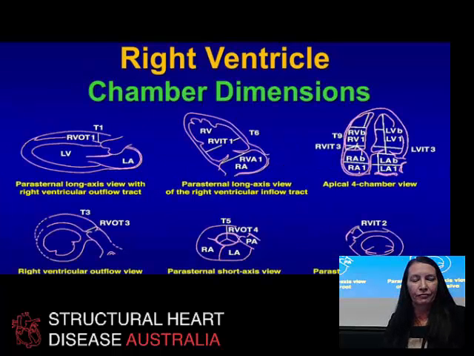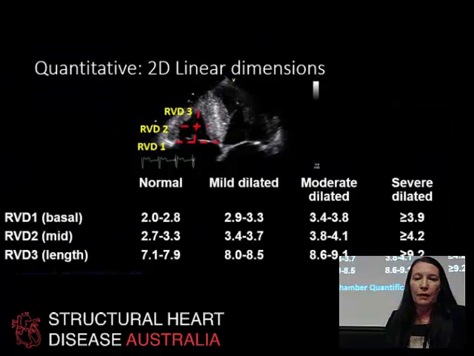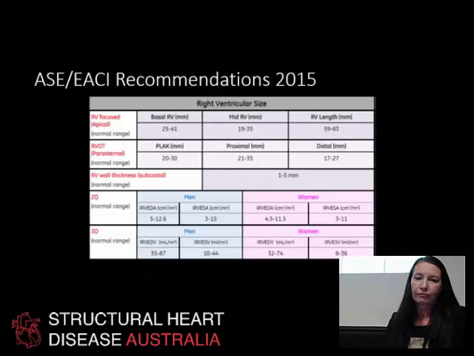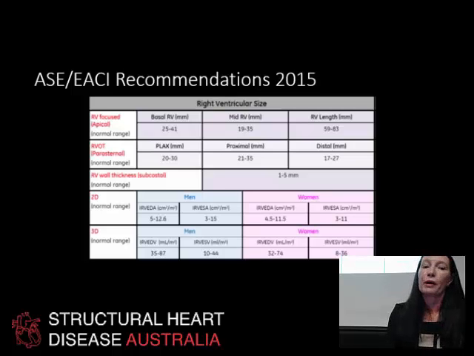We can measure the RVOT, we can measure the internal wall at the base, the mid and the apex, and there are lots of guidelines as to what these measures should be, and they still exist in the guidelines. But again, these don't actually help us in terms of predicting mortality or morbidity events. And these are the recommendations in the 2015 guidelines, which you can find on the American Society of Echo website.